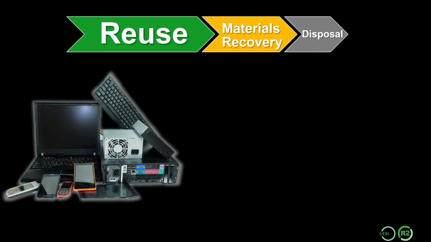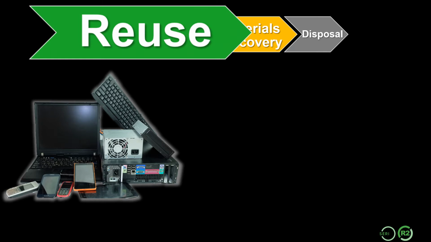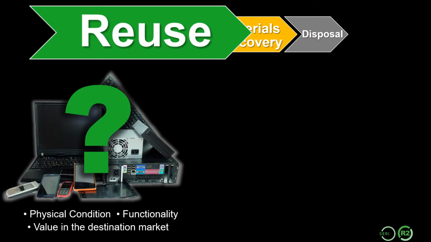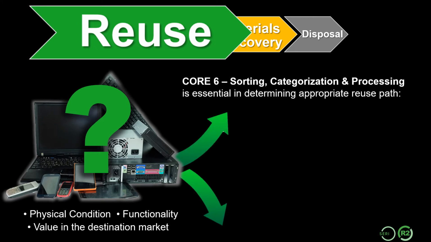Reuse is a foundational principle of the R2 standard and takes precedence in the hierarchy of responsible management strategies. All electronic equipment, components, or materials entering the control of an R2 facility must be evaluated for reuse potential. Reuse considerations should include the physical condition, functionality, and value of items in the destination market. The requirements in Core 6, sorting, categorization, and processing, are essential to this evaluation process in determining the appropriate reuse path.